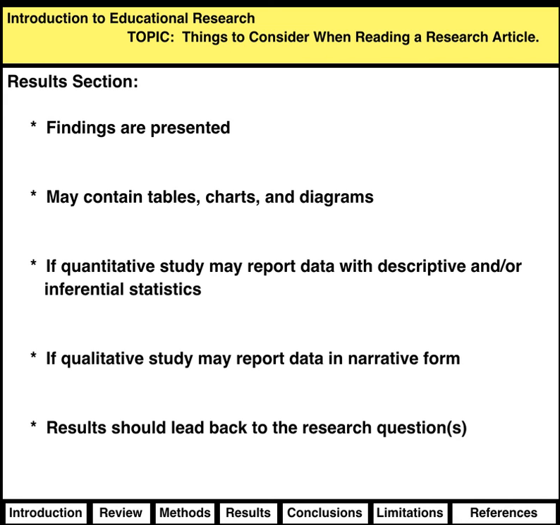And we're going to spend some time on those because they are important and sometimes they're not so easy to understand. Also, a quantitative study will generally report its data in descriptive and or inferential statistics. In other words, it'll use numbers. But a qualitative study generally collects data on a narrative basis, either questionnaires or interviews, direct observations. And the results section should tie in logically with the research question or the area of inquiry.